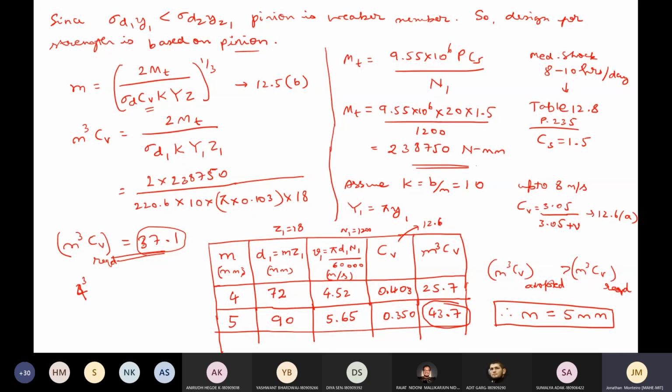Okay. So let me write a few sentences and then recalculate the other parameters associated with both of those gears. So therefore design is safe from strength point of view. Design is safe from strength point of view, and you have module as 5.